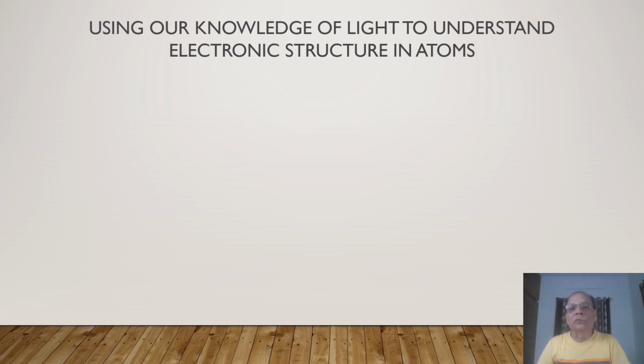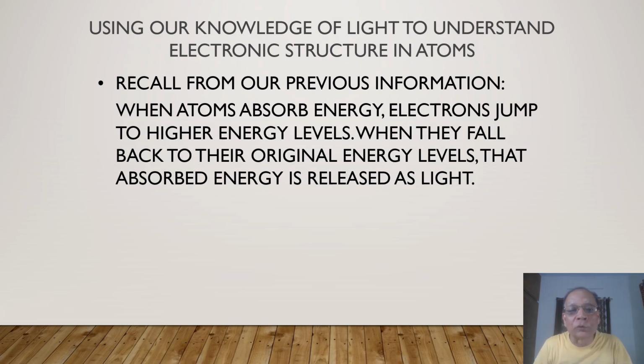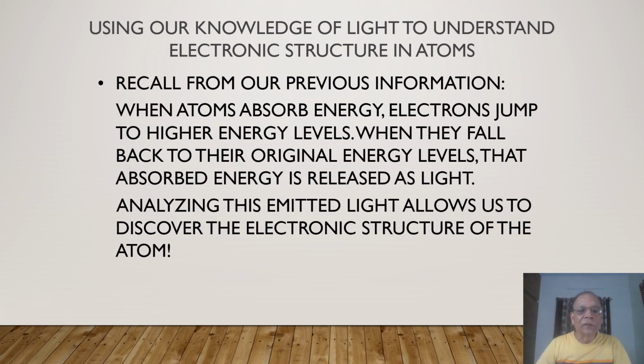Now, using our knowledge of light to understand electronic structures in atoms, recall from our previous information, when atoms absorb energy, electrons jump to higher levels. When they fall back to their original energy levels, that absorbed energy is released as light, light of one particular wavelength. That is why in emission spectra you have sharp lines. The rest of the energies are missing. Analyzing this emitted light allows us to discover the electronic structure of the atom. So there is no direct viewing of the sequences that are in the atom. We have to interpret the data which is given by the light emitted by an atom.